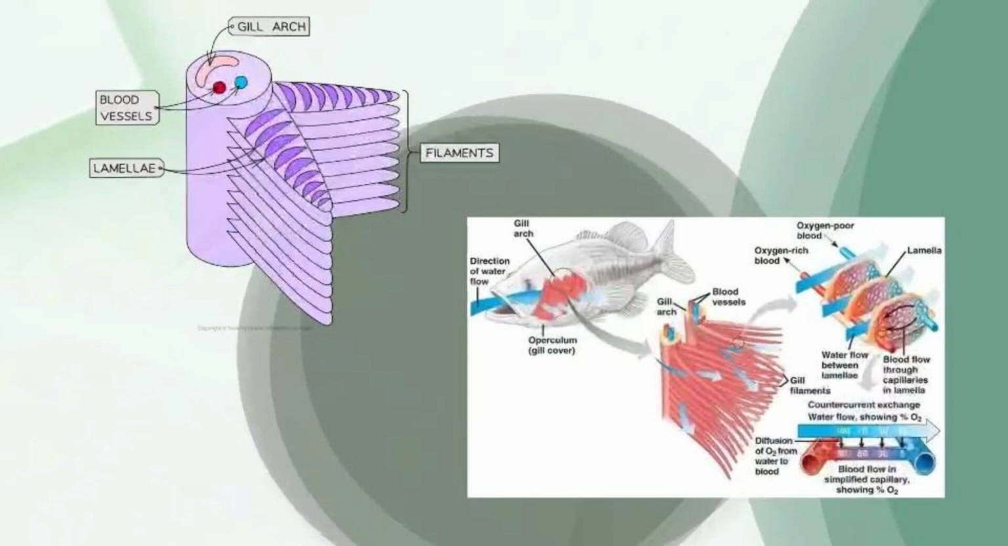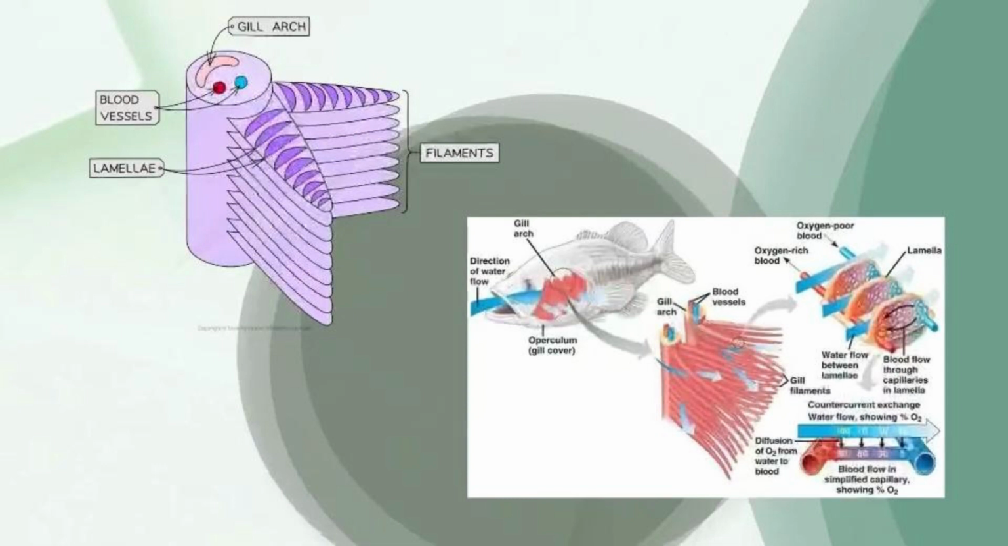This ensures that there's a steep diffusion gradient across those filaments, so that the maximum diffusion gradient is maintained across the filament. And you can see that here in the second image. So the water is flowing, indicated by the blue arrows, between the lamella. And then you can also see the direction of blood flow rising from the gill arch in the red and the blue blood vessels. So where it's red, it's indicating oxygen-rich blood, and then on the right-hand side, oxygen-poor blood.